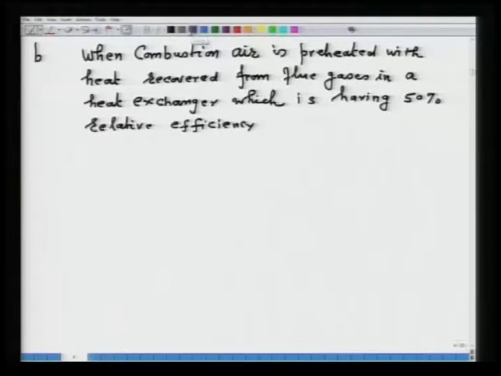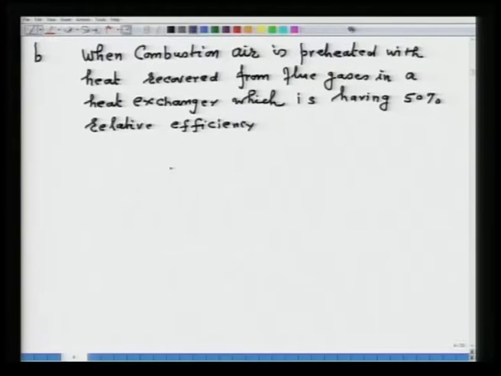So, fuel saving, contributing to the energy saving and also contributing to the environment cleanliness, because then you will be discharging less carbon into the atmosphere. That is what I am going to illustrate now. So, let me represent now this particular problem.